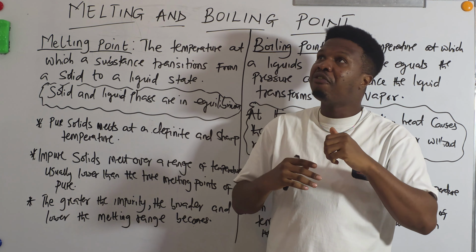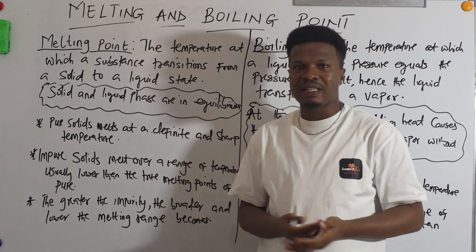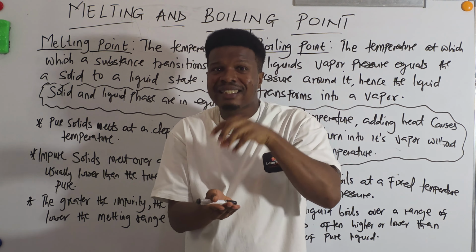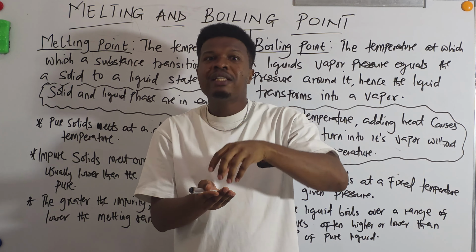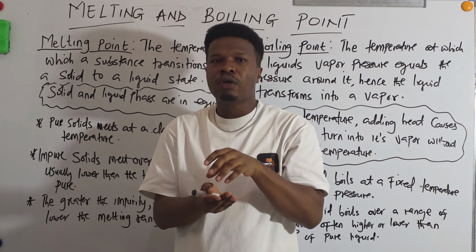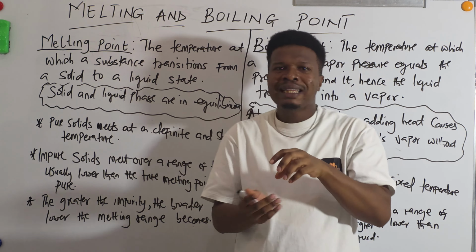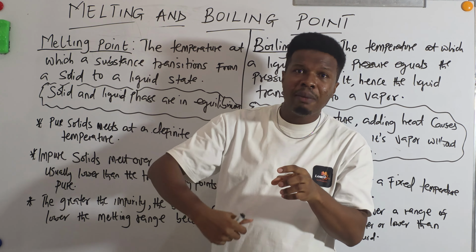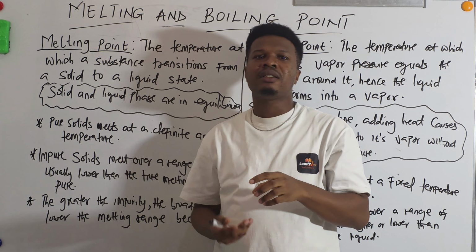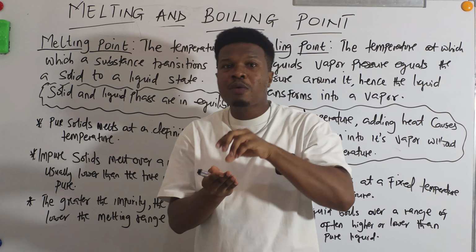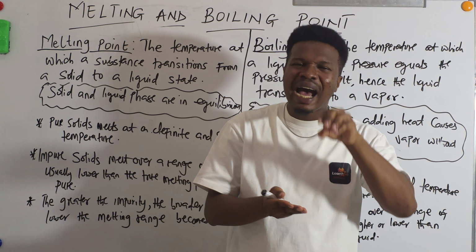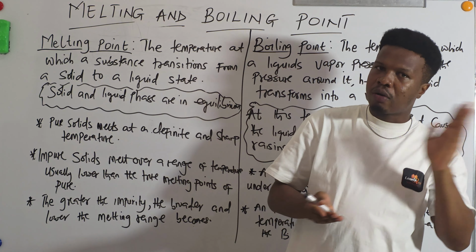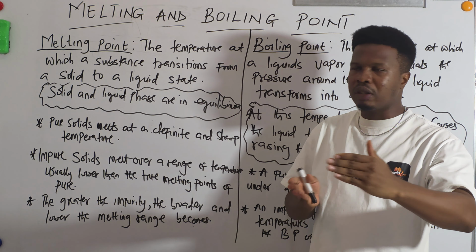For example, if I have an element, sodium, and only sodium is inside that substance, the melting point will be fixed and sharp because it is just sodium. But if I have sodium that contains impurity, those impurities can either lower the boiling point or melting point or increase it. So take note, pure substances have a sharp and a fixed melting point. Of course, impure substances will not have that kind of thing. It will be broad, it will vary.